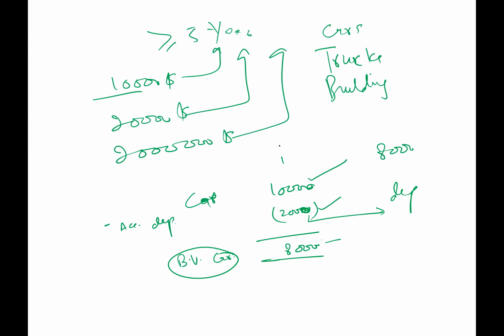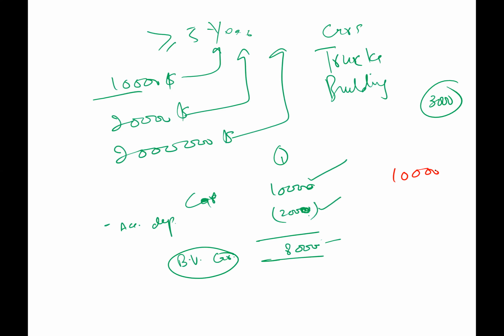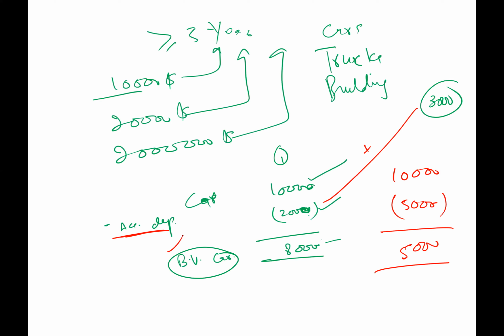Second year, this is year 1. What about year 2? Depreciation is 3,000, right? So how do you write it down in year 2? In year 2, you will write it down like this. The car value is 10,000. Now accumulated depreciation, 5,000, right? This year plus the previous year. And that is the book value. According to your books, the car would be right now, after 2 years, 5,000.